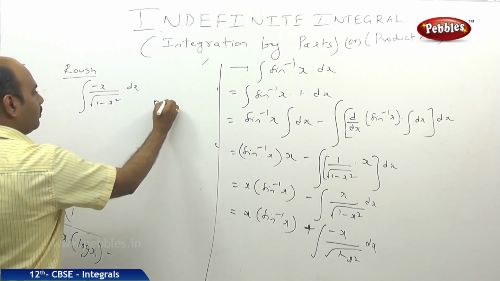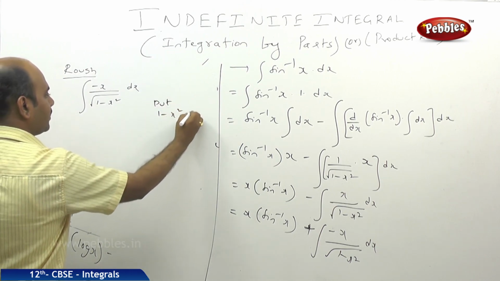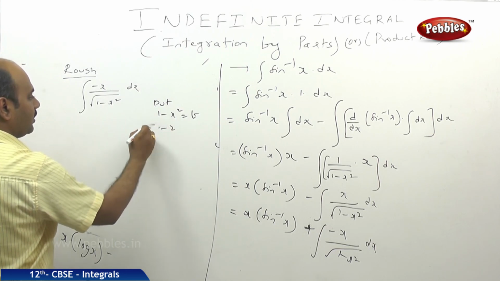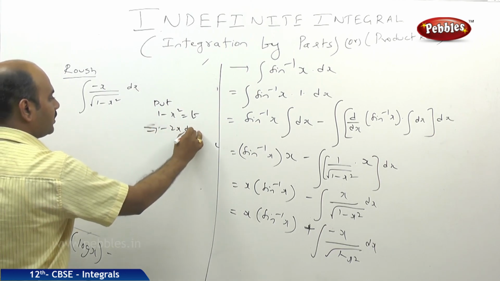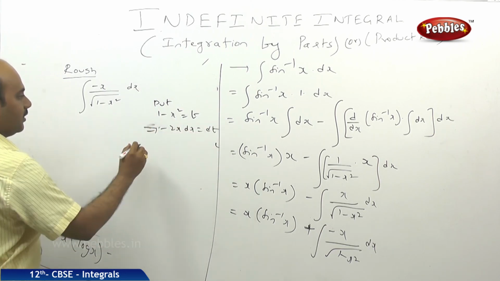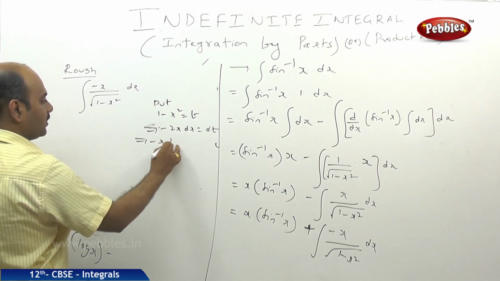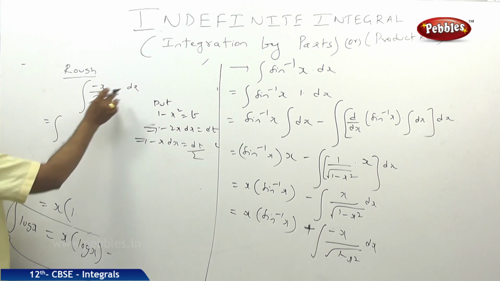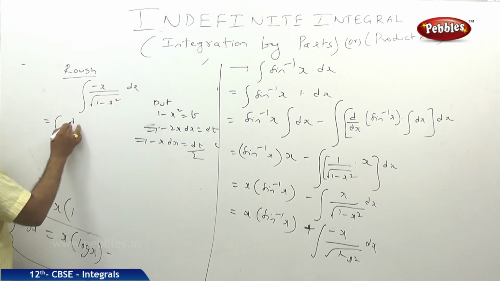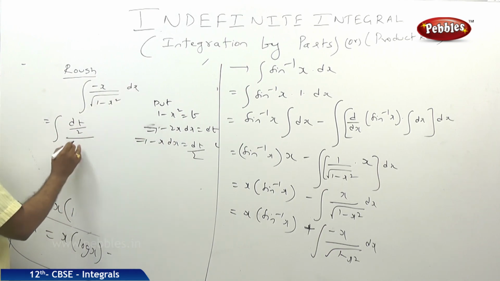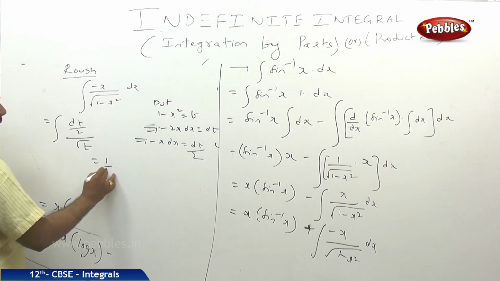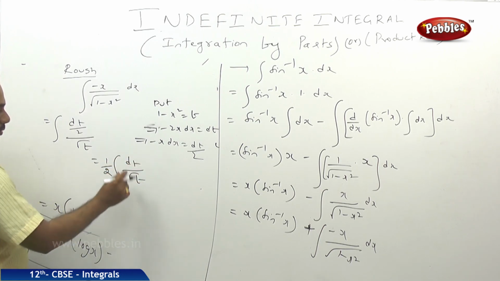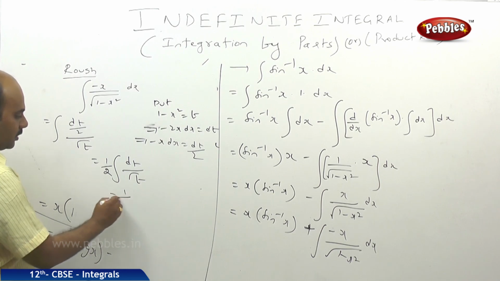What I will be doing? Put 1 minus x square is equal to t. Then what happens? That implies minus 2x dx is equal to dt. So minus x dx means dt by 2. So in place of minus x dx, I will write dt by 2 divided by root t. So 1 by 2 into dt by root t.